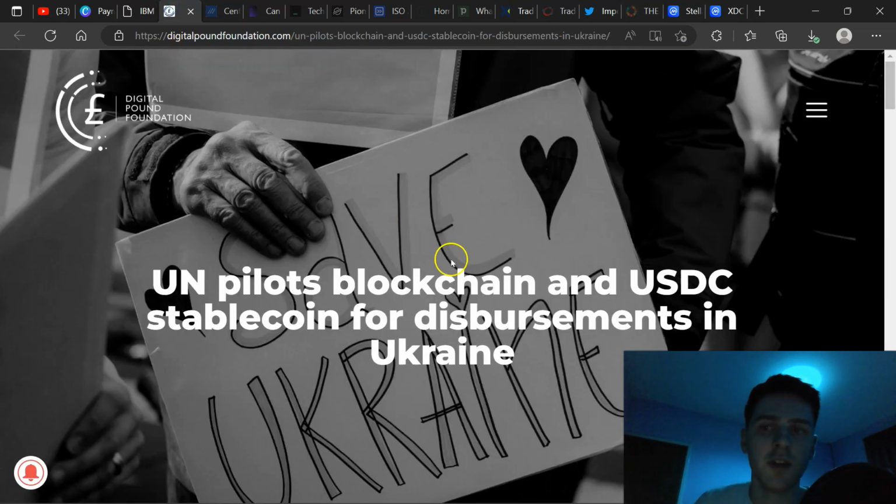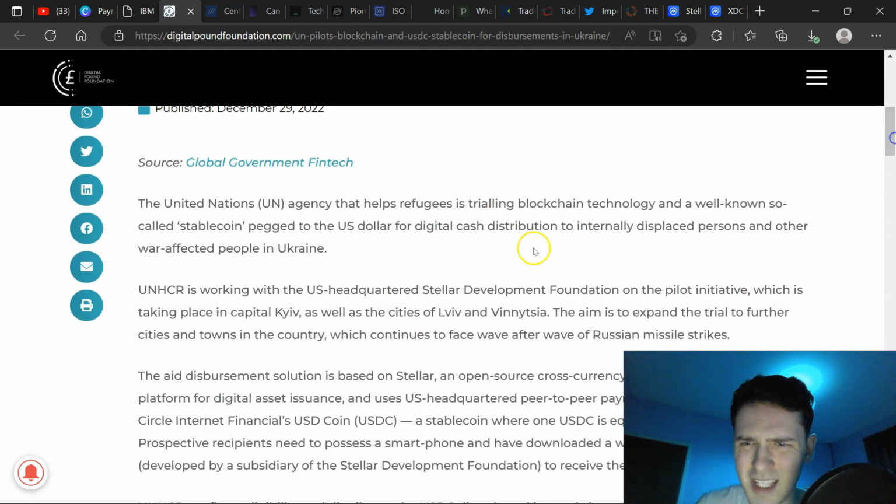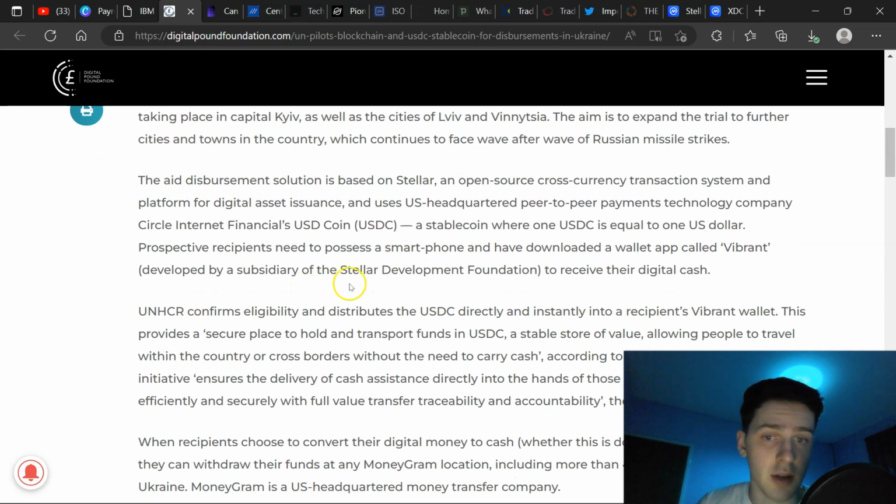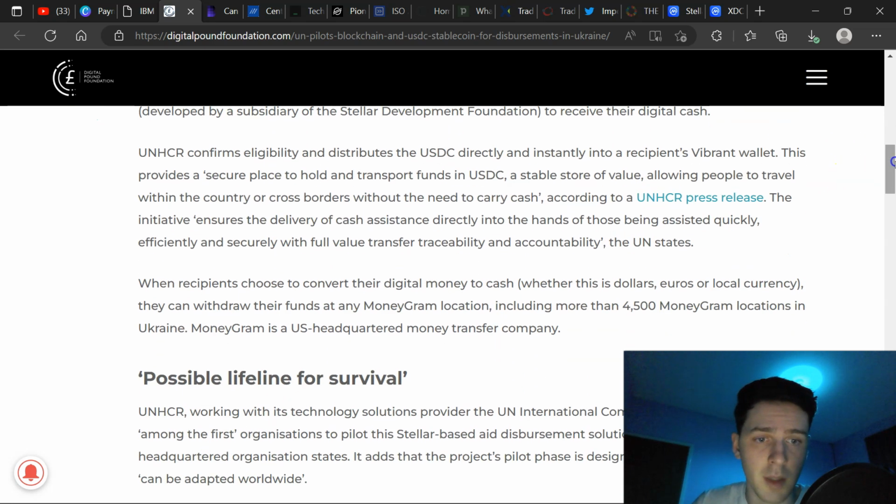Another example in recent news we can see here, UN pilots blockchain and USDC stablecoin for disbursements in Ukraine. Let's read some here so we can see UNHCR is working with the US headquartered Stellar Development Foundation on the pilot initiative, and the aid disbursement solution is based on Stellar. Also, with USDC, a stablecoin where 1 USDC is equal to $1, recipients need to possess a smartphone and have downloaded a wallet called Vibrant. Yes, Vibrant, a subsidiary of the Stellar Development Foundation on Stellar. Huge, right? Also, in terms of retail, we can see there's 4,500 MoneyGram locations in Ukraine.